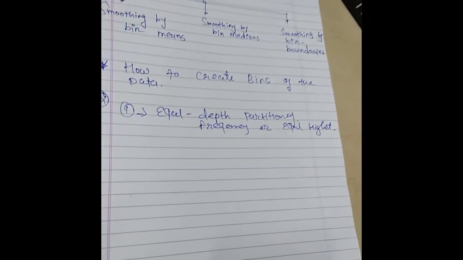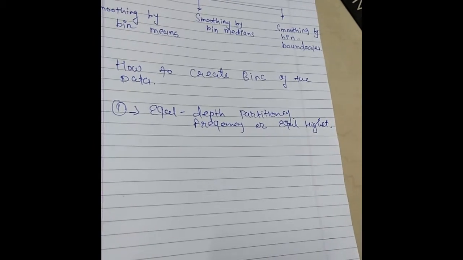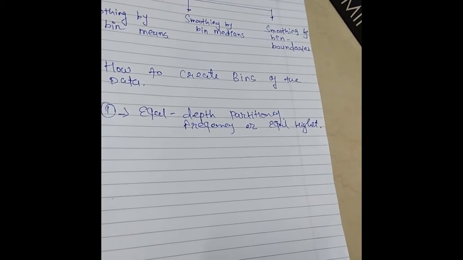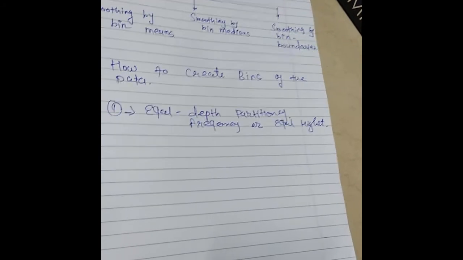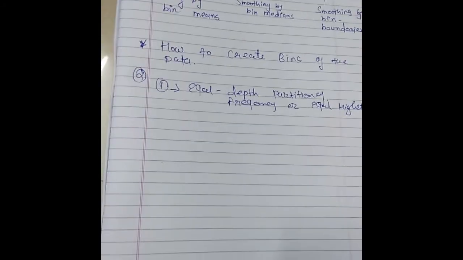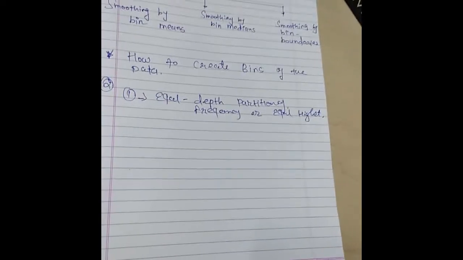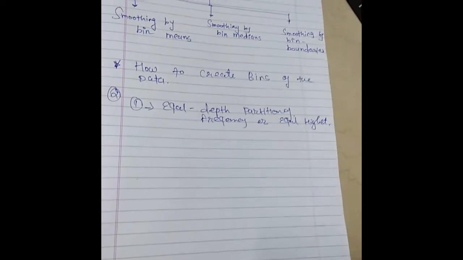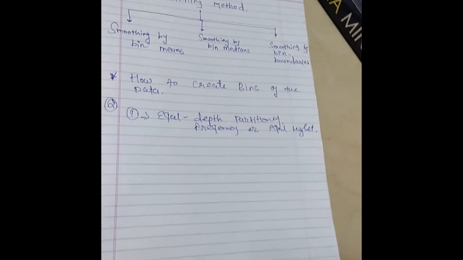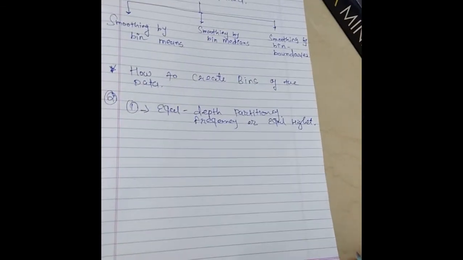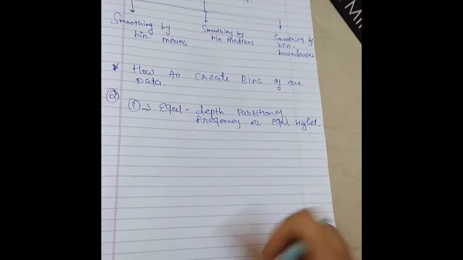So in this method, the entire range is divided into n intervals. Each contains approximately the same number of samples. So this is a good data scaling. To understand this method, let's consider one example, and for that let's take some data points.